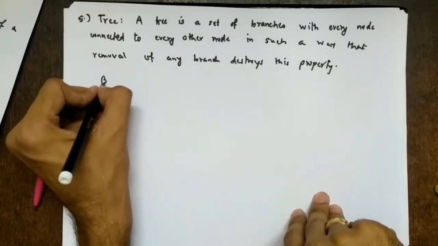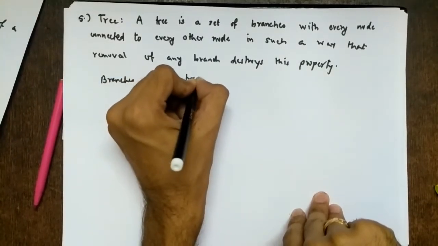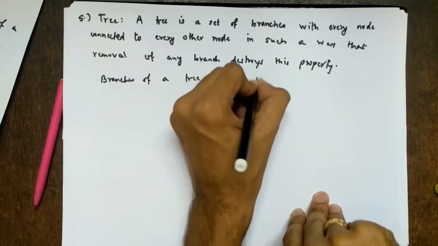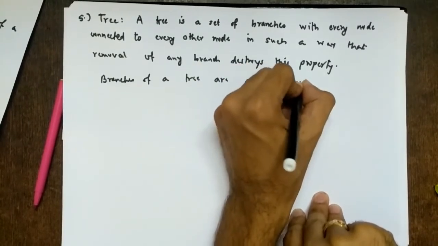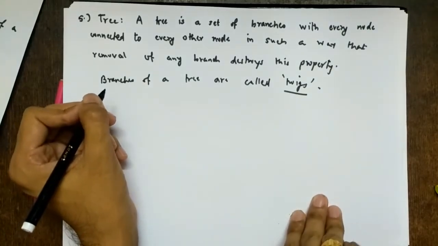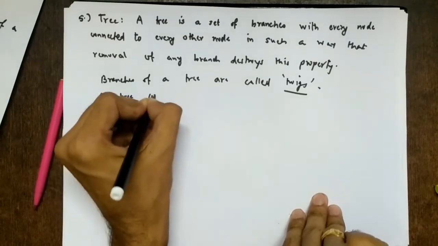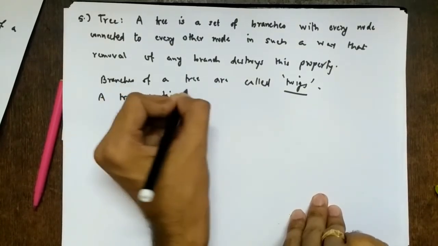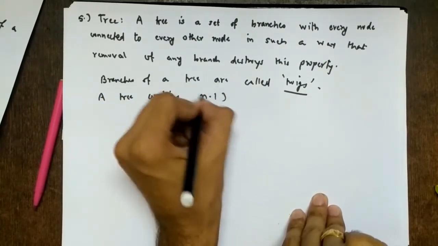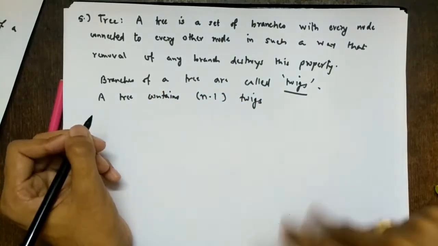And one more thing, branches of a tree are called twigs. Okay. And a tree contains n minus 1 twigs, where we saw n is what? Number of nodes in the graph.